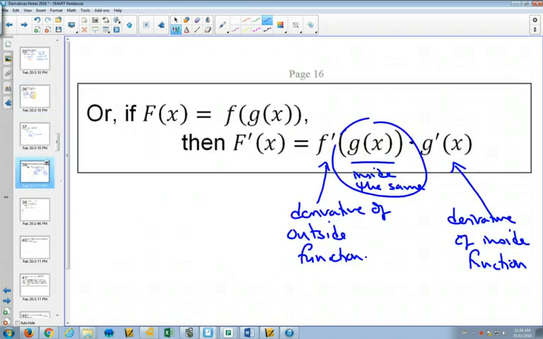So that's where we're going to end for today as an introduction to the chain rule. We'll do more examples on this on Monday.